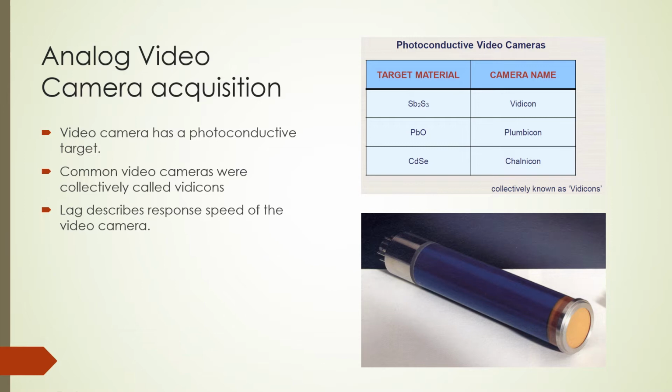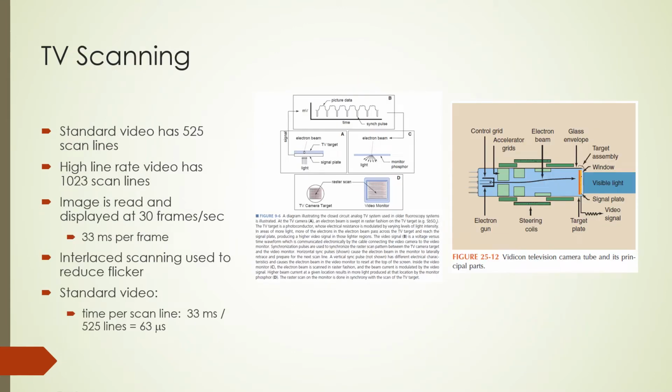Analog video systems suffer from lag. Lag describes the speed of the response of the video camera to a changing signal. High lag can result in blurred images of moving objects, but noise will be reduced through temporal integration. Video cameras transfer the image at the output phosphor of the image intensifier to a video display system. The video display system uses 525 scan lines to display images on a screen. The display rate is 30 frames per second, so each image frame is displayed for about 33 milliseconds.